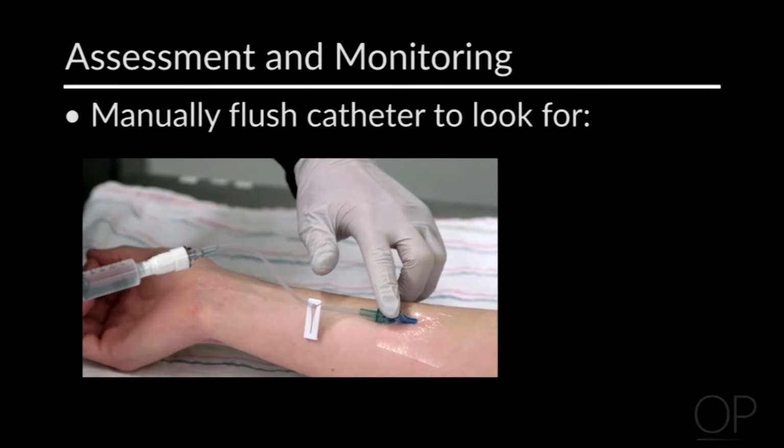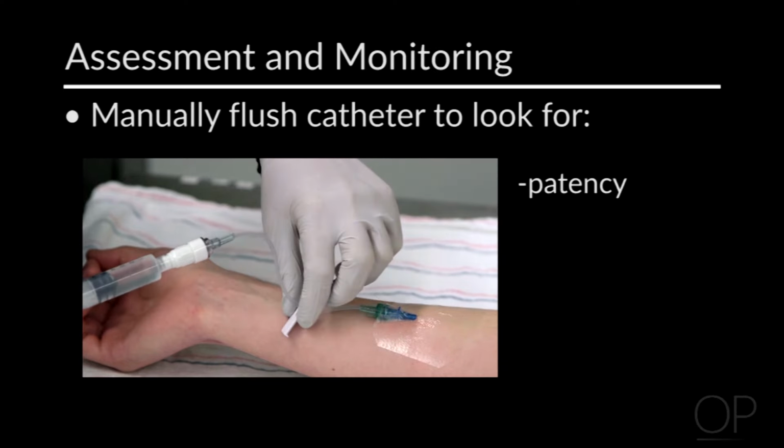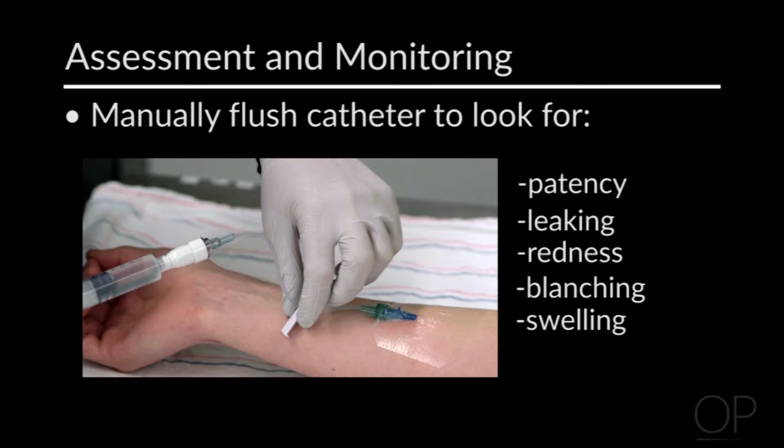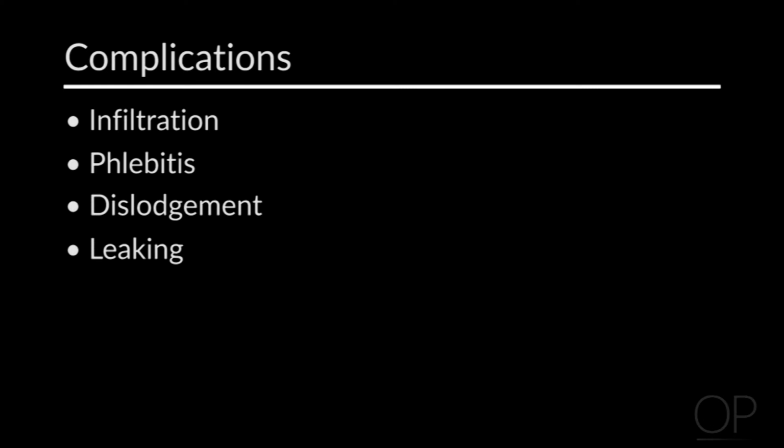Manually flush the IV catheter to check for patency, leaking, redness, blanching, and swelling. You should check the patient's IV site frequently for patency or signs and symptoms of complications. These complications can often include infiltration, phlebitis, dislodgement, leaking, or loss of patency.